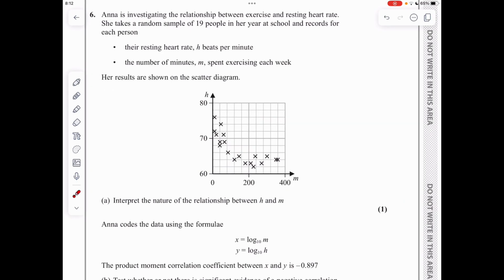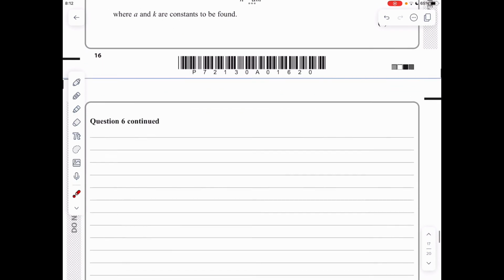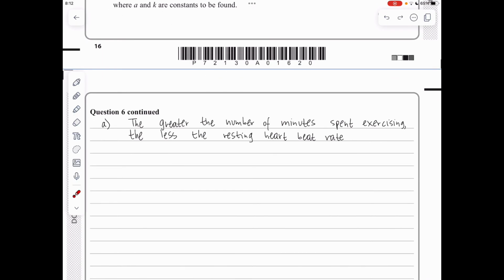In question 6, Anna is investigating the relationship between exercise and resting heart rate. Now she took a random sample of 19 people recording their resting heart rate and the number of minutes. She plotted the result on the scatter plot shown here. We need to interpret the nature of the relationship between H and M. H is the resting heart rate, M is the number of minutes spent exercising. You can see that as I go to the right, so as the number of minutes spent exercising increases, the resting heart rate goes down. So what I need to do is give an explanation in context. The greater the number of minutes spent exercising, the less the resting heartbeat rate.